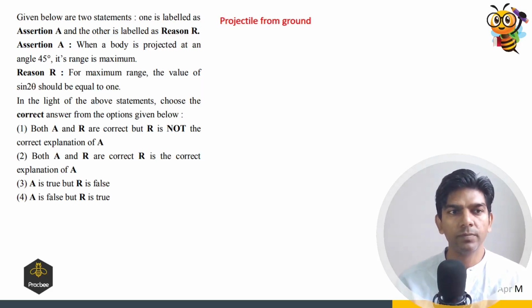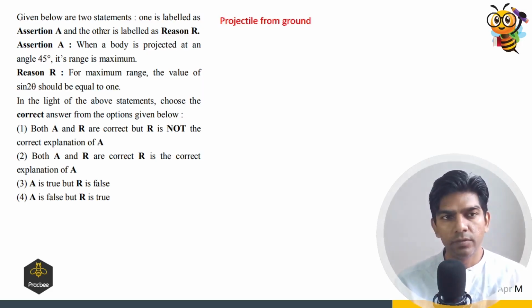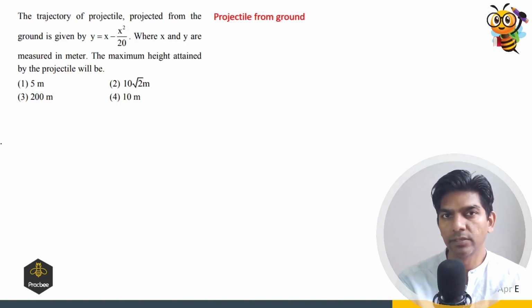Now let us see this question. Given below are two statements. One is assertion, other is reason. Assertion: when a body is projected at an angle of 45 degree, its range is maximum. So that is correct. For maximum range, the value of 2 theta should be equal to 90 degrees. So that is fine. So we can say both A and R are correct, and R is the correct explanation of A. So option 2 is the right answer.